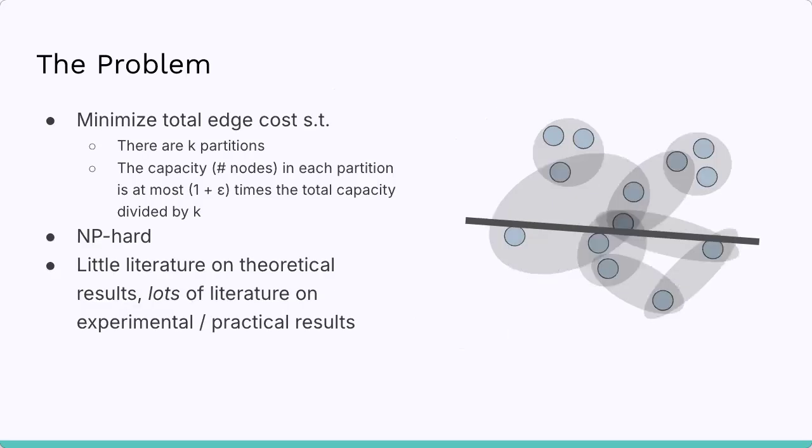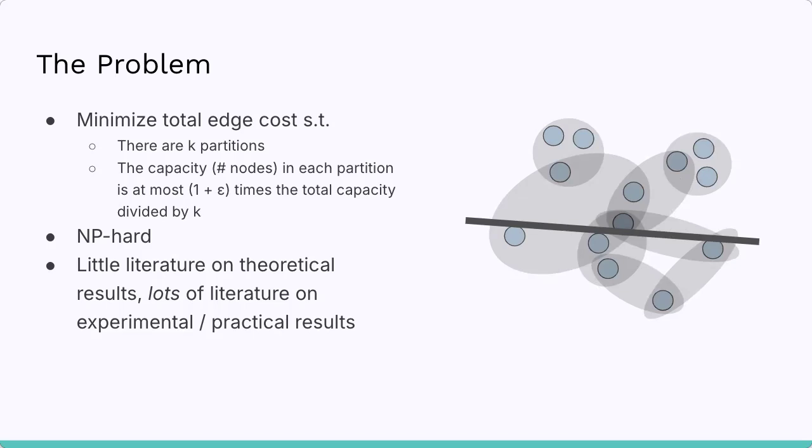So more generally, if we have k partitions instead of just cutting it into two, we want the number of nodes in each partition to be at most 1 plus epsilon times the total number over k. If we were to divide it perfectly, every partition would have exactly n over k nodes, but we'll allow a little bit of wiggle room, epsilon amount of wiggle room, to maybe make our cut cost cheaper and make it easier to do this algorithm. Because if we're trying to do it exactly, it's just going to take too long.